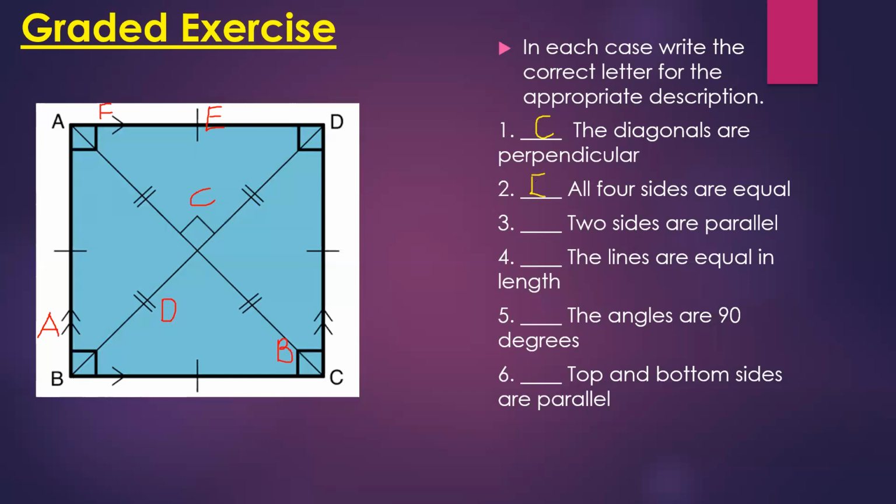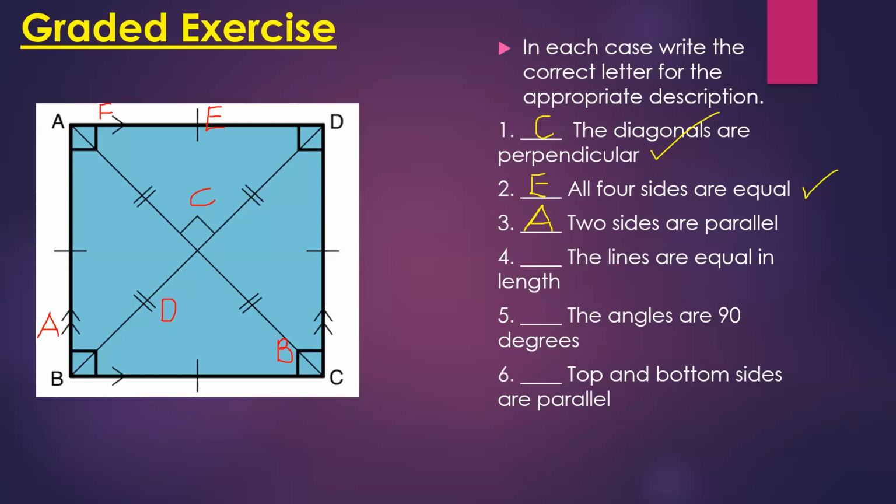Okay. How many other persons put E? I have it. All right. Yeah, E is very good. E is the correct answer. Dorothy, what do you have for number 3? I have A. A, two sides are parallel. That is correct. Anyone else have A for number 3? Yes, sir. Yes, A is correct. Only Shion? Anyone else have A for the two sides are parallel?